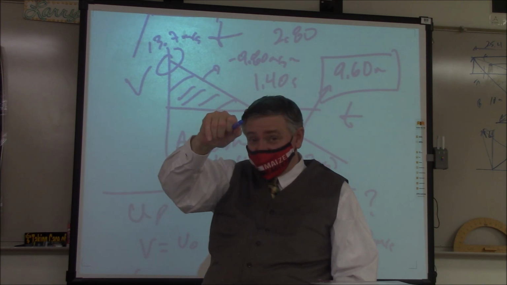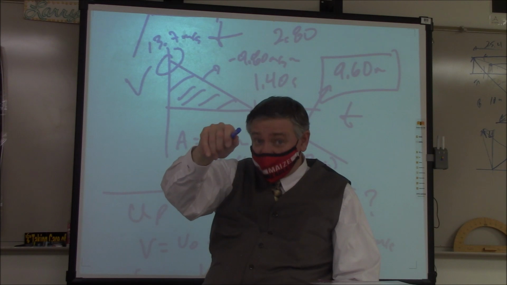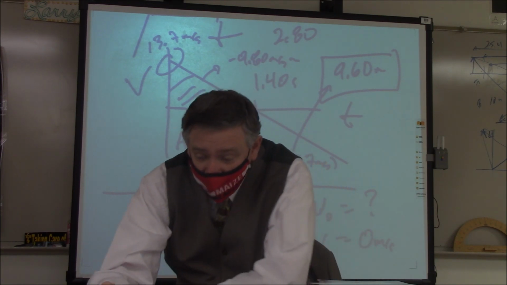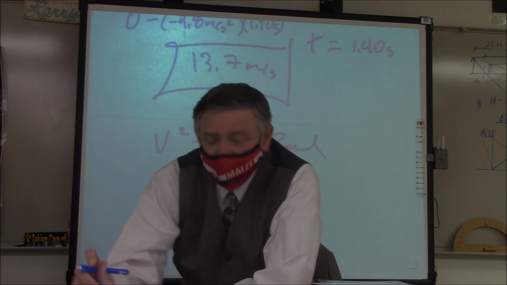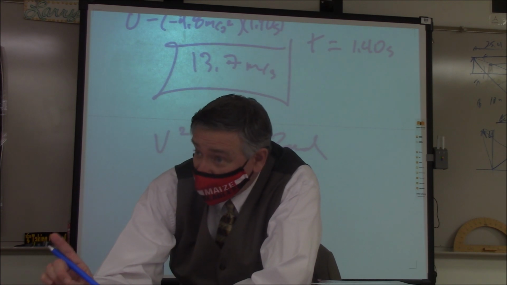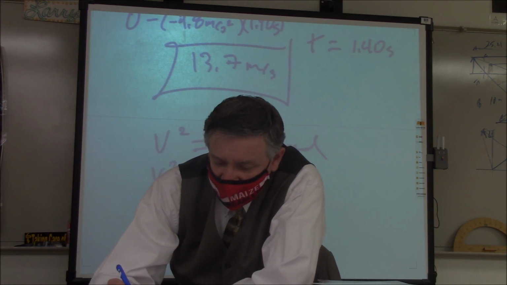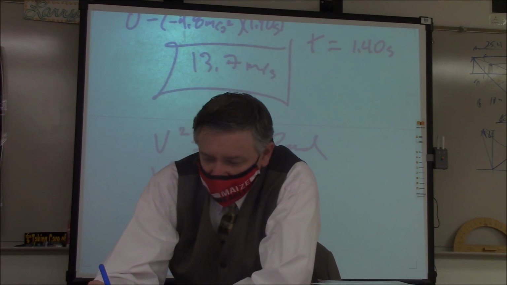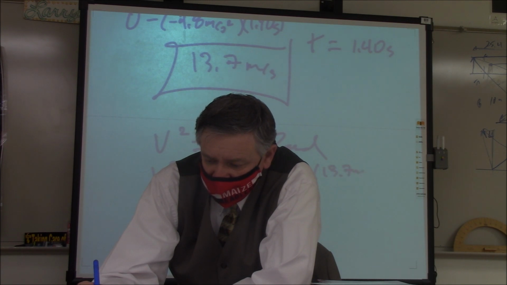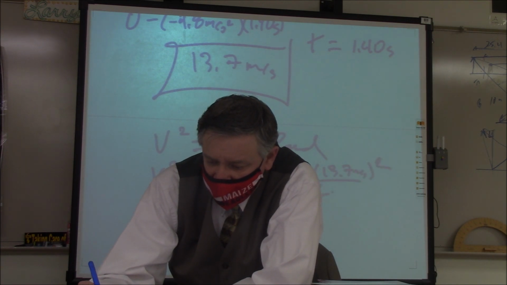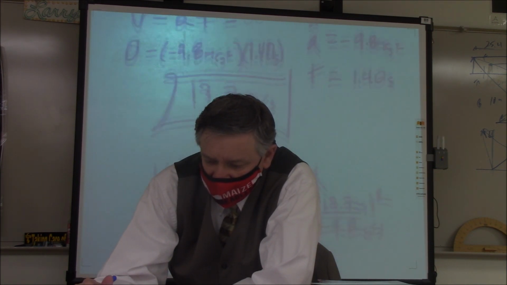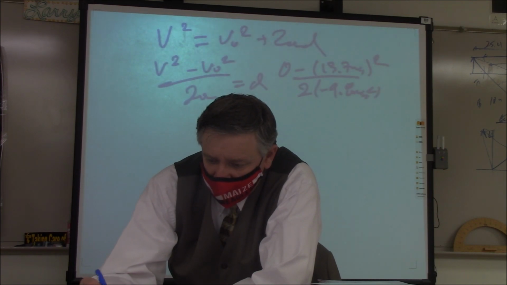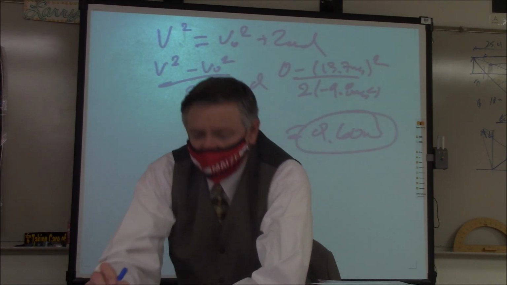Carrie, you ran some off. I could use that equation, right? So I could use v squared equals v naught squared plus 2ad. If you like that equation, you can use that. So that's going to be v squared minus v naught squared over 2a, which equals my distance. So I have 0 minus 13.7 meters per second squared divided by 2 times negative 9.8 meters per second squared, and you're still going to get 9.60 meters.